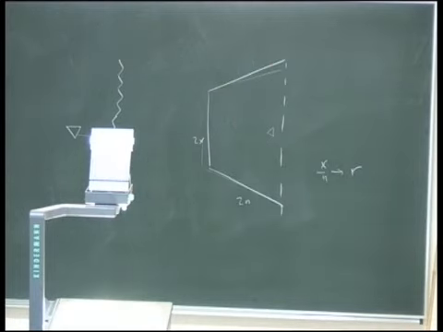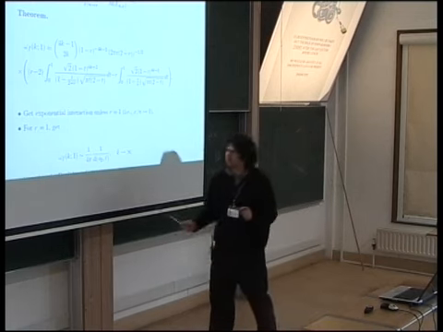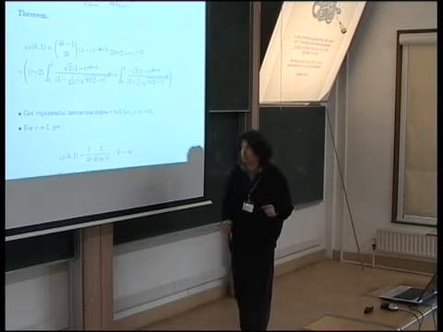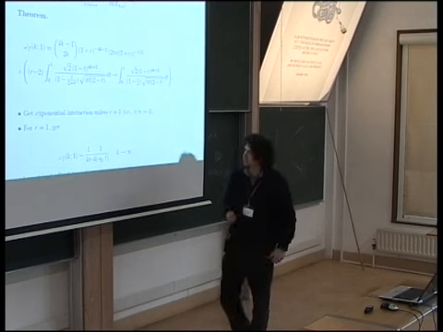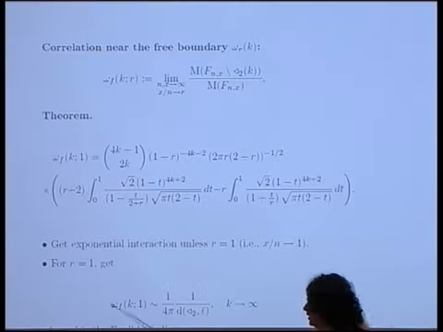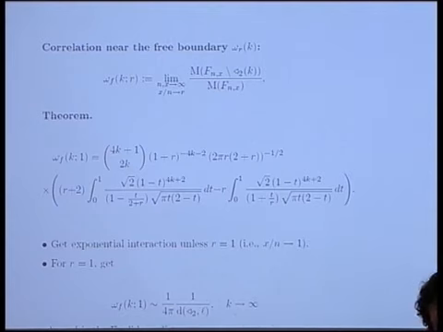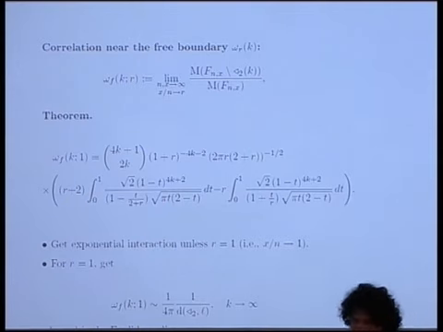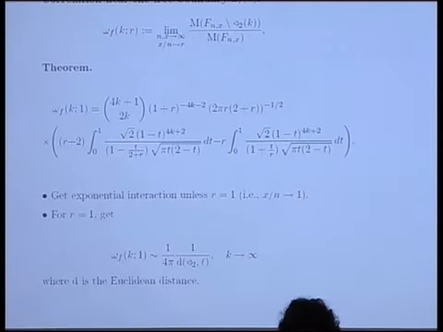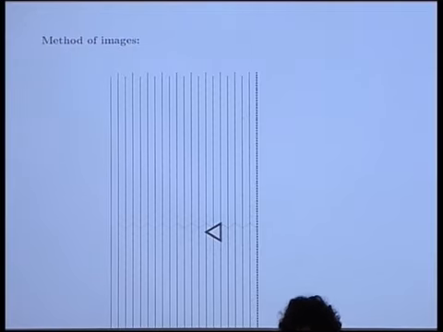So anyway, but if you do it correctly and you take the half of a regular hexagon, which is the way this thing should be done, then you get this polynomial interaction. It's like 1 over 4 pi times 1 over the distance to the free boundary. And this is again like the method of images, right?